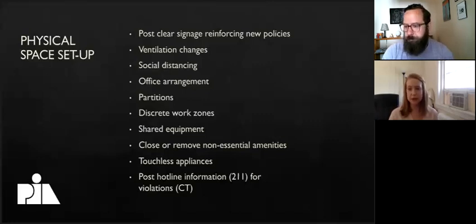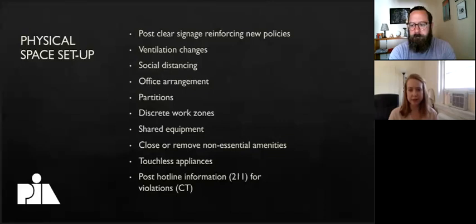Also, trying to reduce the sharing of equipment and then cleaning where that's not possible. So everyone has their own computer, not allowing people to go between computers as much as necessary. There are situations such as printers where that's not feasible. You can't get everyone their own printer, but have it cleaned after use. Close non-essential amenities. The example of this is coat rooms in Connecticut, so that shouldn't be an issue at the moment due to the fact it's summer. Install touchless appliances where possible, such as soap dispensers, and the hand sanitizer at the entry.